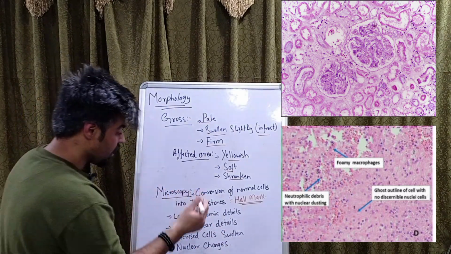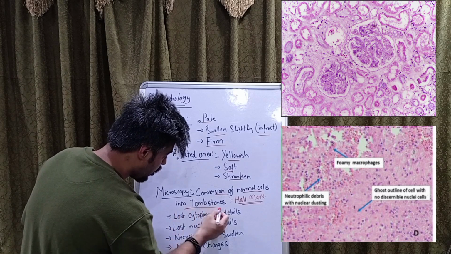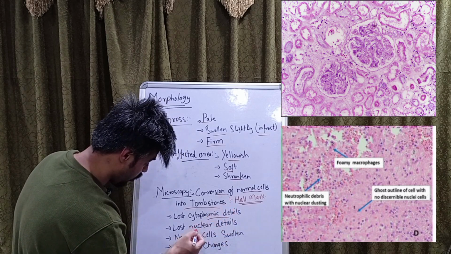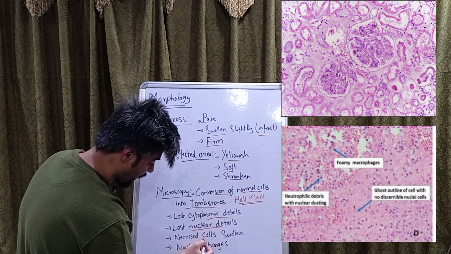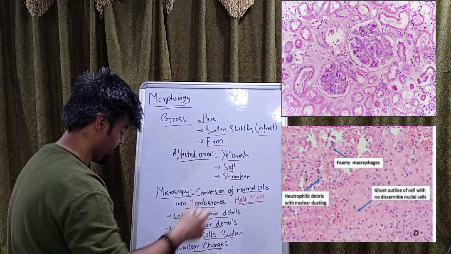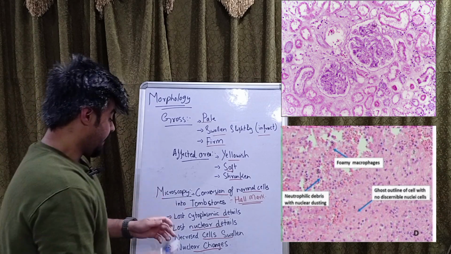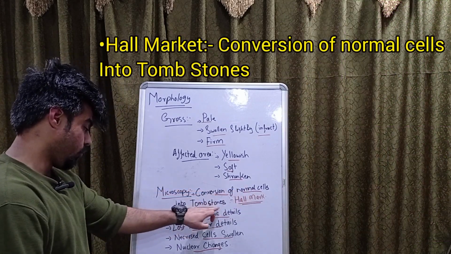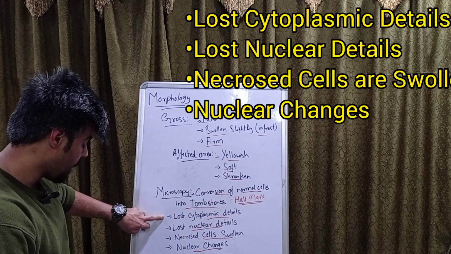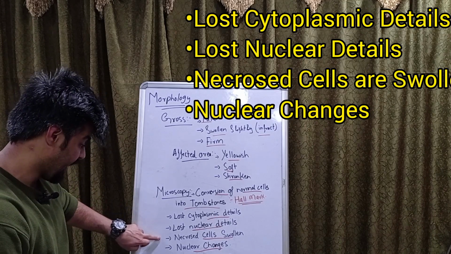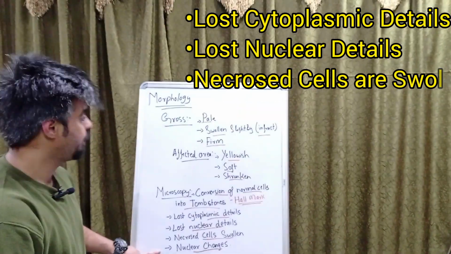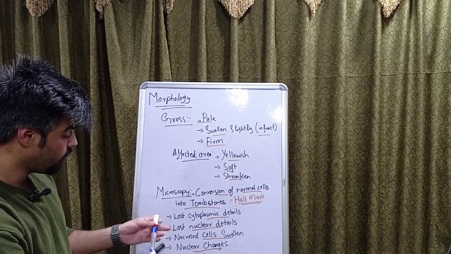What is being seen there? The conversion of normal cells into tombstones. Then you will find lost cytoplasmic details, lost nuclear details, necrosed cells that are swollen, and nuclear changes are also seen in them. So what is the microscopy? The microscopy shows conversion of normal cells into tombstones, which is the hallmark. Next, lost cytoplasmic details, lost nuclear details, swollen necrosed cells, and nuclear changes. Now, this is your coagulative necrosis.